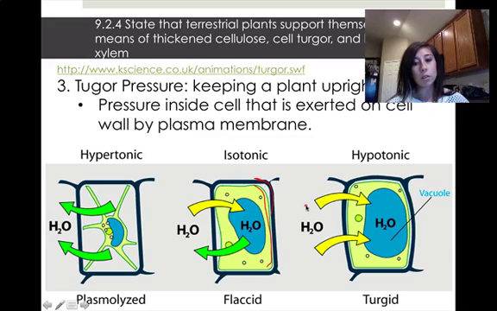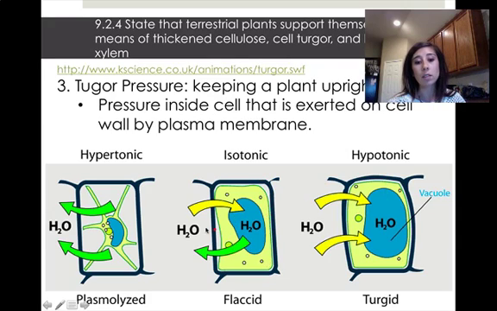So if water is going to enter into our cell via osmosis, right, going from a higher concentration to a lower concentration, then the cell membrane is going to exert this pressure against the cell wall, and it will kind of get inflated. It will not pop, but it will be turgid. That's what we call it.